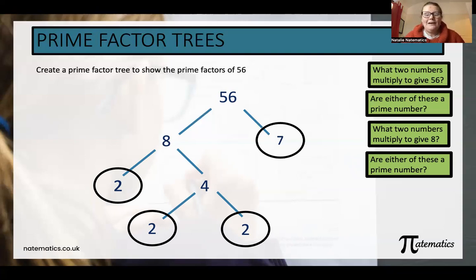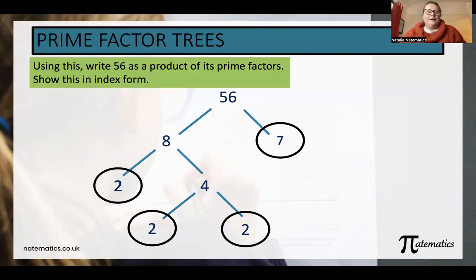So we have now done what we call a prime factor decomposition. The numbers that multiply together to give 56 are 7 times 2 times 2 times 2. If you multiply those numbers together, all the ones you've circled, they should give you the number at the top.